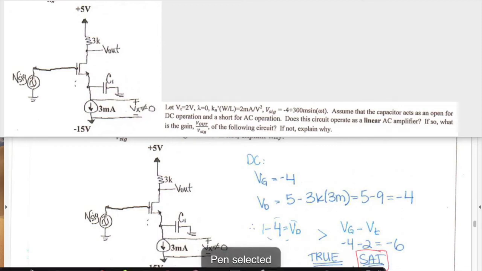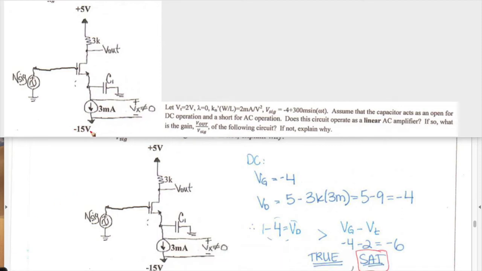Another example of a linear amplifier. Remember, a linear amplifier needs to stay in saturation for both the DC operation and the AC operation. So for the DC, we need to check what the voltages are and do the comparison. We know that the current going through this is the same current flowing down here, so 3 milliamps goes from here through here.